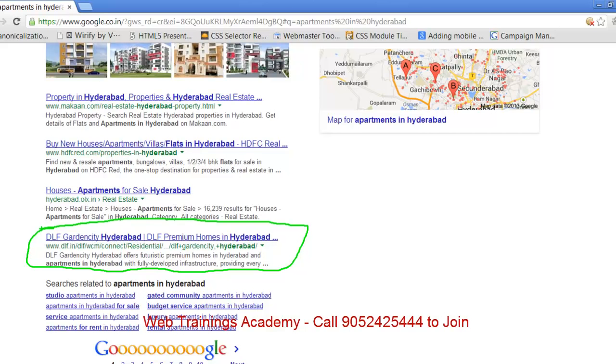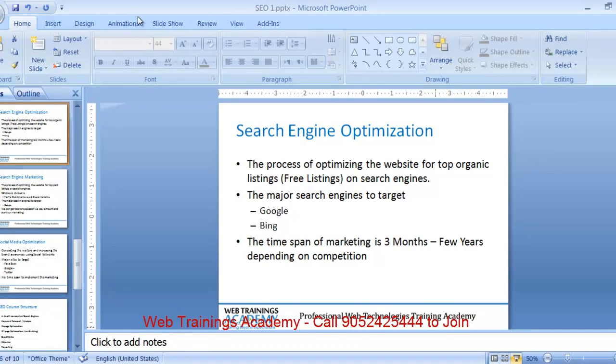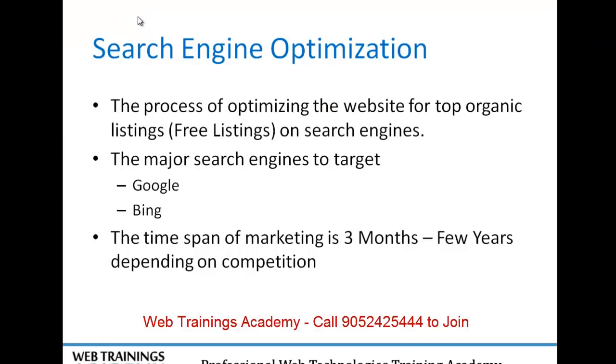Is it clear with this first discussion? Okay, so the process I have discussed just now is called the search engine optimization technique, and the major engines we target are Google and also Bing, which has a small market share, but still we try to target both Google as well as Bing.